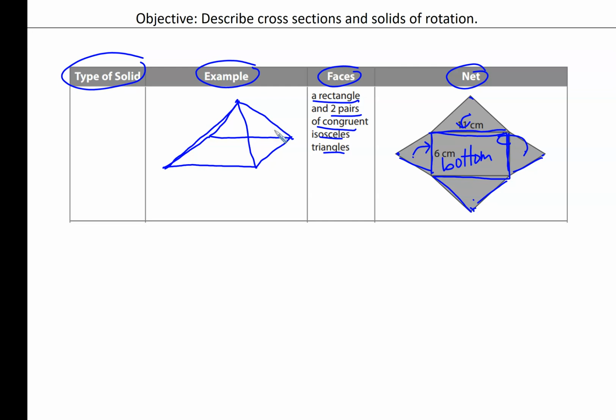So when we name pyramids, there are different types of pyramids, remember, too. And the type of pyramid, they all have triangular sides that come to a point at an apex. And what makes them different from one another is the shape of the base. So the type of solid we have here is a rectangular pyramid.